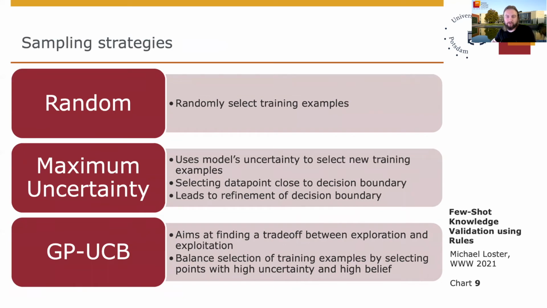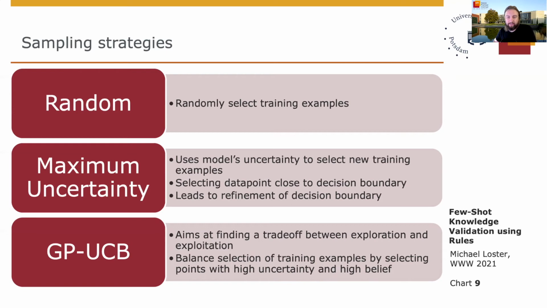As mentioned before, a crucial part of the framework is how unlabeled facts are assigned to a user for evaluation. To this end, we evaluate three different selection strategies: random, maximum uncertainty, and GPUCB. Random refers to the simplest of the three selection strategies, in which unlabeled facts are selected at random.